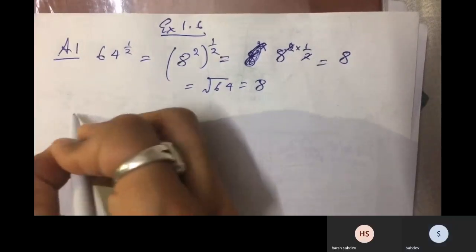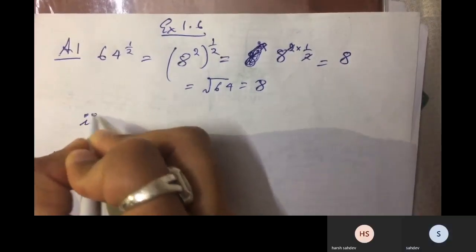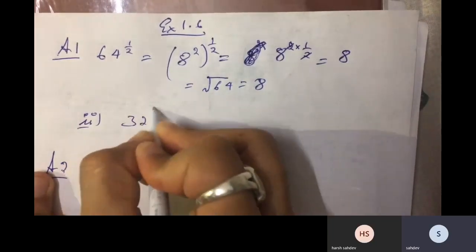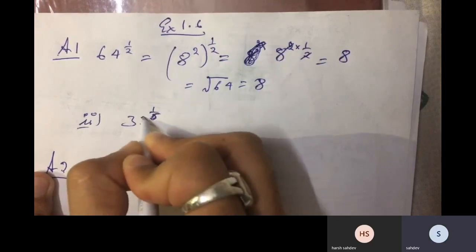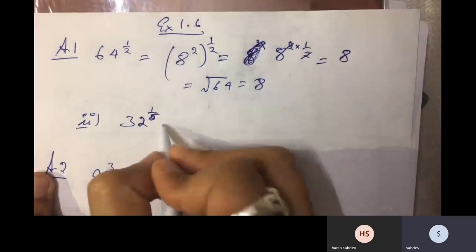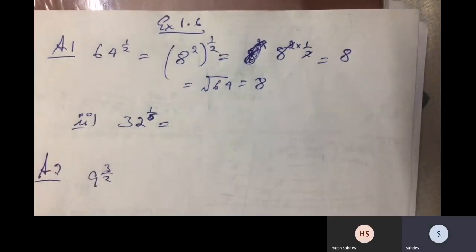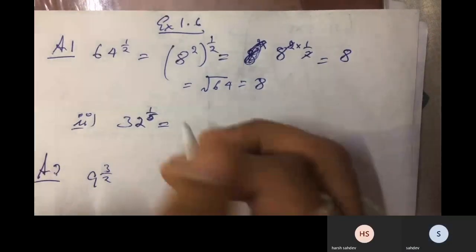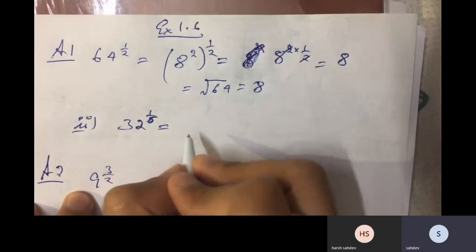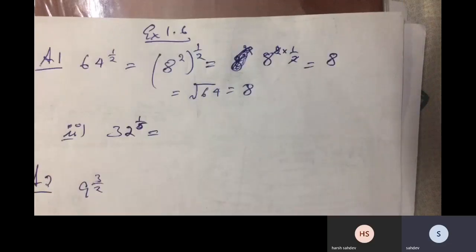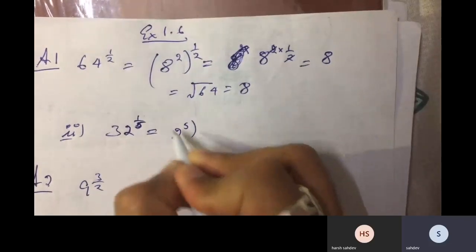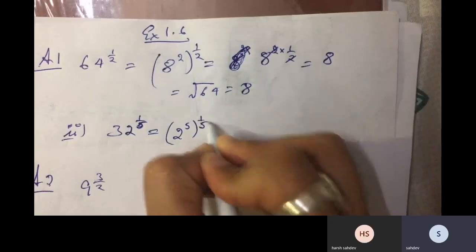Let's take the second question, that is 32 raised to power 1 by 5. How can we solve this? We know the value of 32. If you take out the factors, 32 will be 2 into 2 into 2 into 2 into 2, meaning 5 times 2. 2 twos are 4, 4 twos are 8, 8 twos are 16, 16 twos are 32. So 2 raised to power 5 is actually 32, and raised to power 1 by 5.